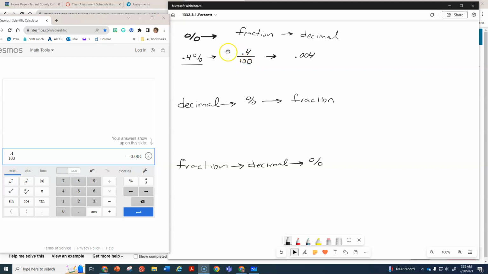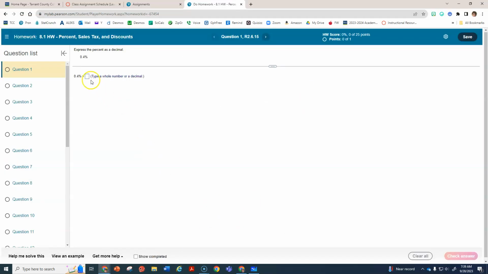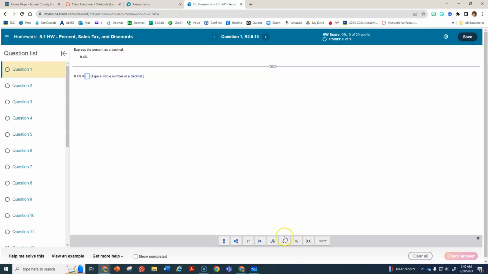So yes, it's always going to move 2 places to the left, because I'm always going to be dividing by 100 for decimals. So the correct answer here is 0.004.